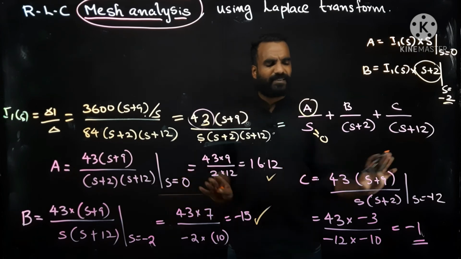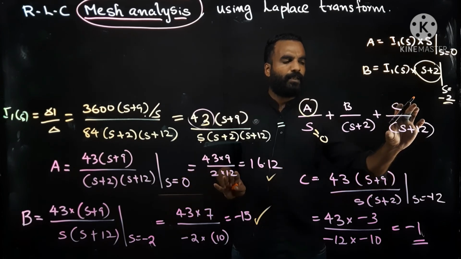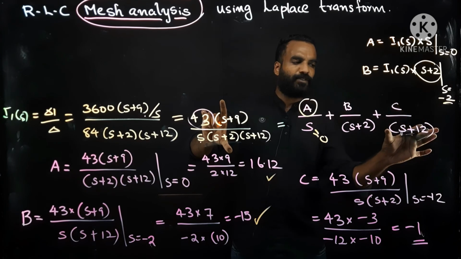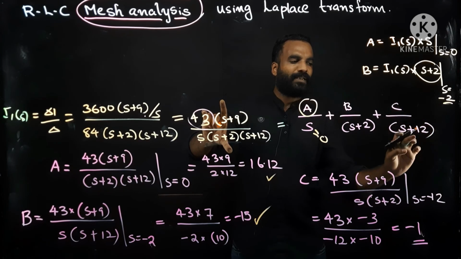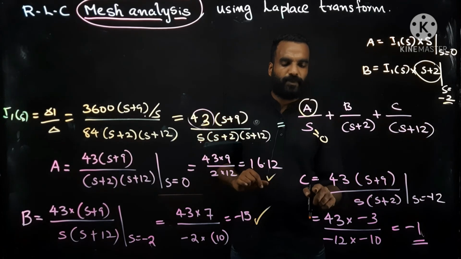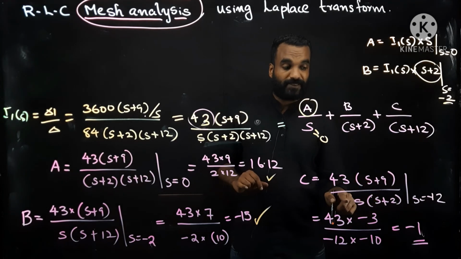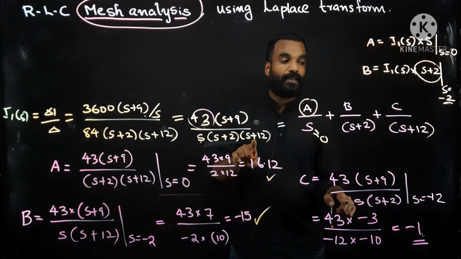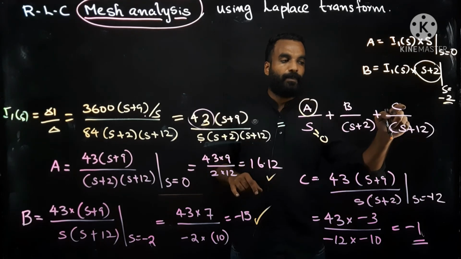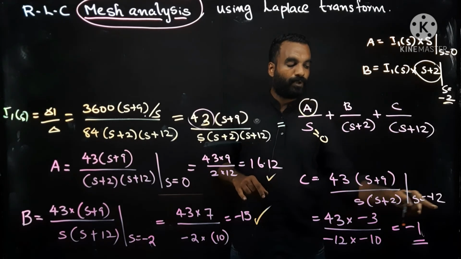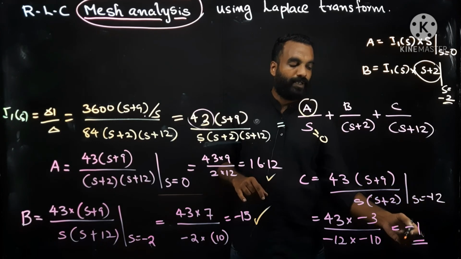And for C, a similar step. I have to multiply the whole I1 of s by s plus 12 and put s equal to minus 12. So this will be the step: 43 into s plus 9 by s into s plus 2. Where is the s plus 12 in the denominator? That is cancelled by the multiplication for C. And put s equal to minus 12. You will get minus 1.